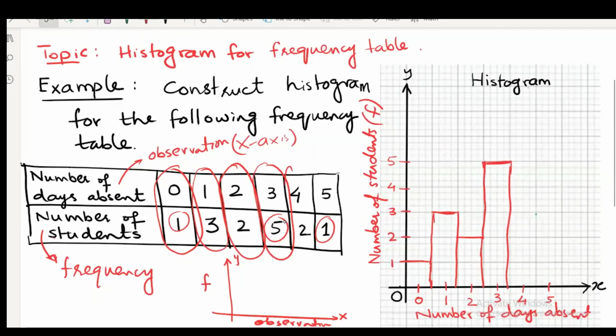And the second last column, number of days absent is 4 and the corresponding frequency is 2 here. So draw the rectangle of height 2. In the last column, number of days absent is 5 and the corresponding frequency is 1. So I'm going to draw a rectangle. This is the complete histogram for the given frequency table.